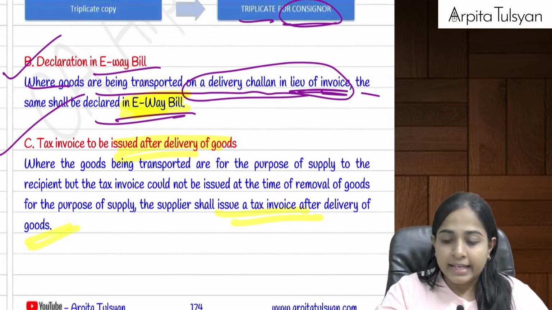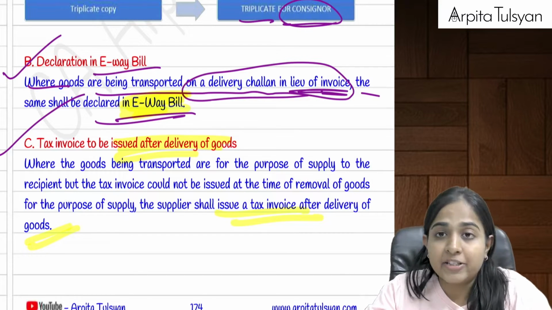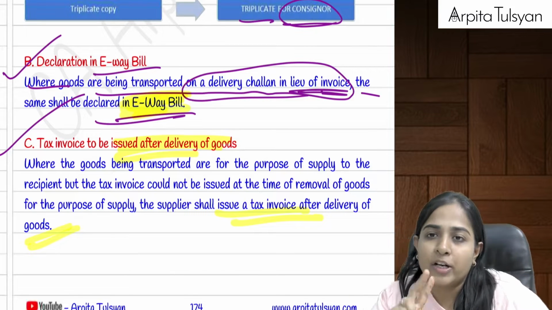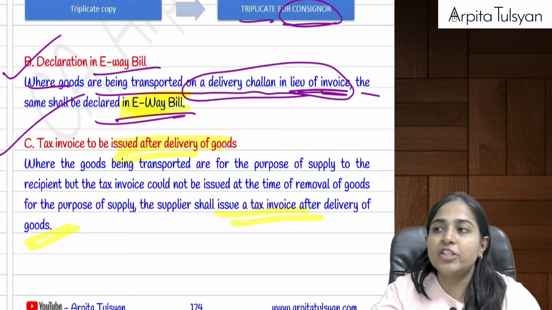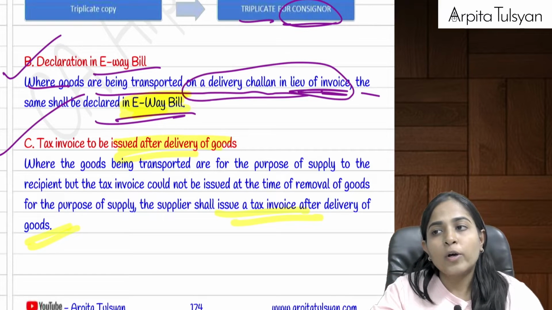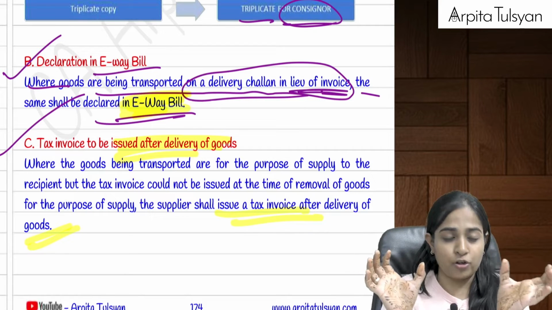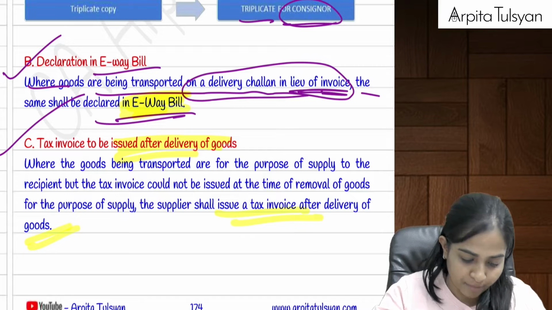Then we will study ahead in the next chapter that sometimes, whenever you are transporting goods from one place to another, along with the delivery challan an e-way bill is also required. So the details of the delivery challan should also be mentioned in the e-way bill. Corresponding details should be mentioned in the other document also.